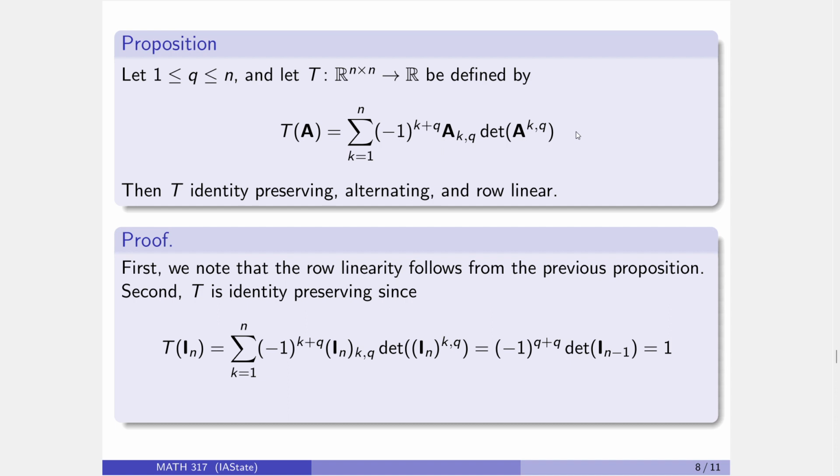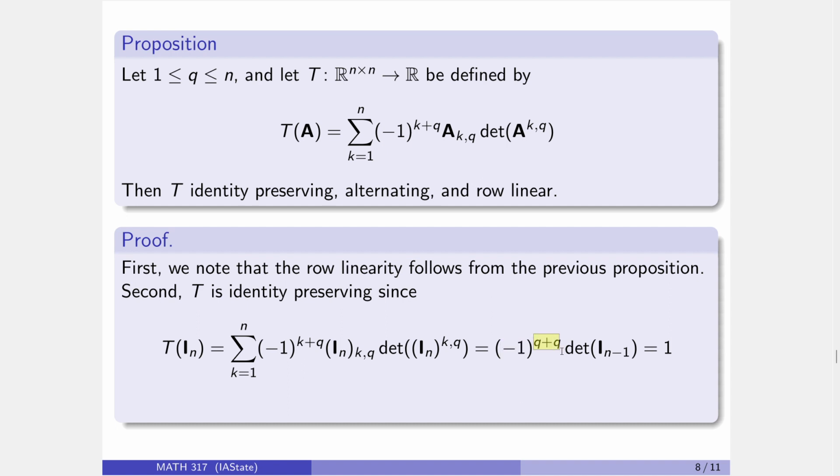Second of all, the identity preserving is also essentially for free, because if you put the identity matrix in here, and if you look at all the formulas carefully, the KQ entry of the identity matrix will be 0 when K is not equal to Q. So the only thing that shows up is the Q term. The identity matrix's QQ entry is 1. So that does not make an appearance here.